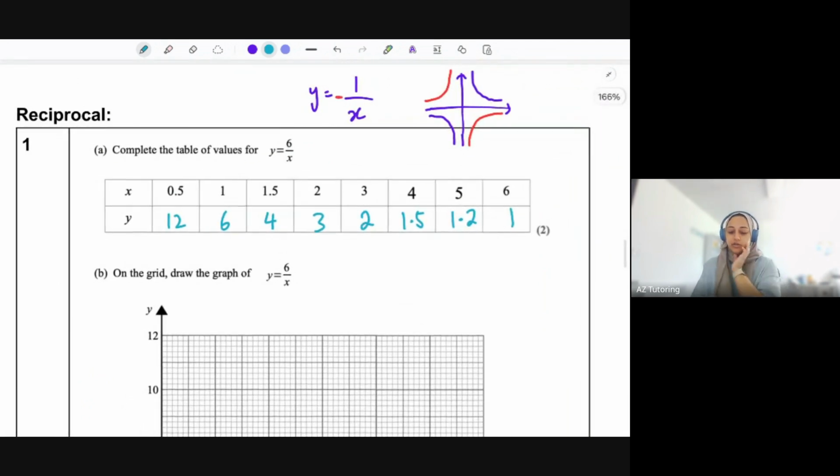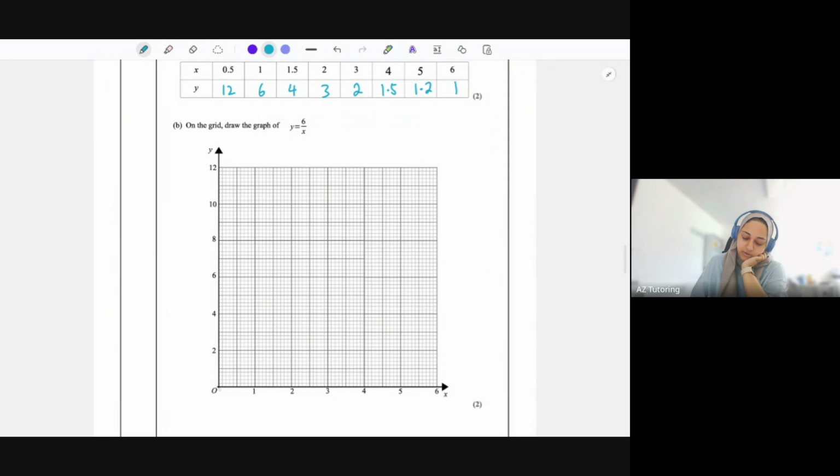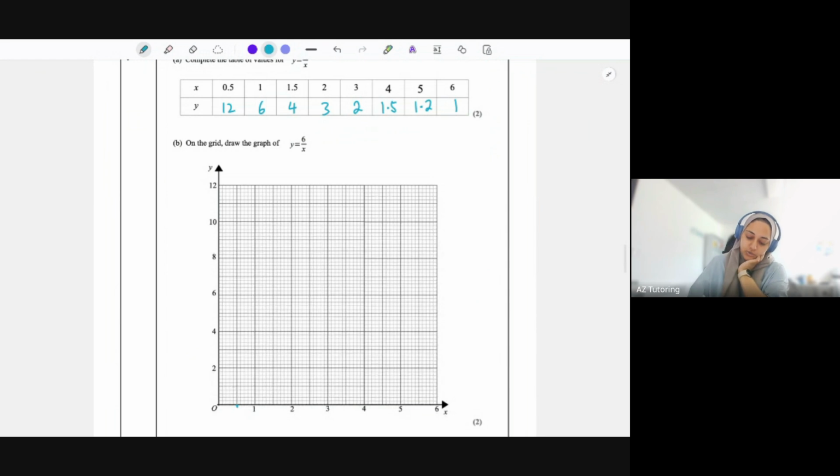Okay, let's sketch all these points on. So we've got 0.5, 12, which is here in between 0 and 1, and 12 right on the top, right there. 1, 6. 1.5, 4. We've got 2, 3, 3, 2, 4, 1.5.